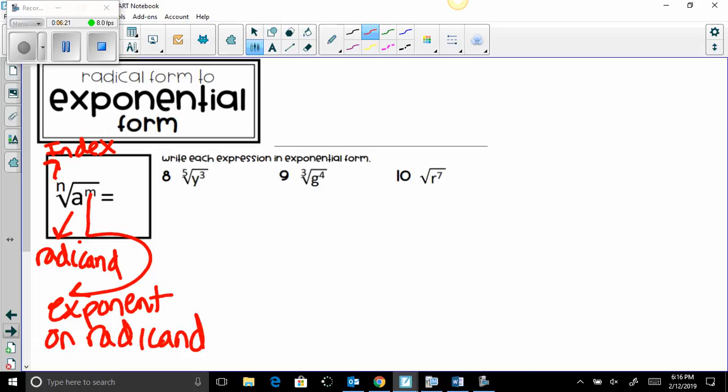So think about how you're going to write this in exponential form. Put your radicand, and the fraction that goes with your radicand as an exponent is the exponent on your radicand divided by your index.